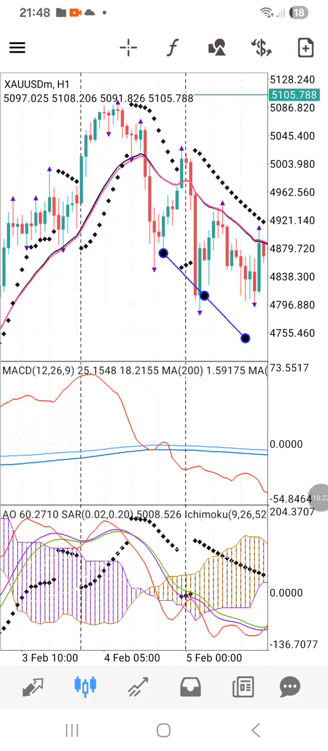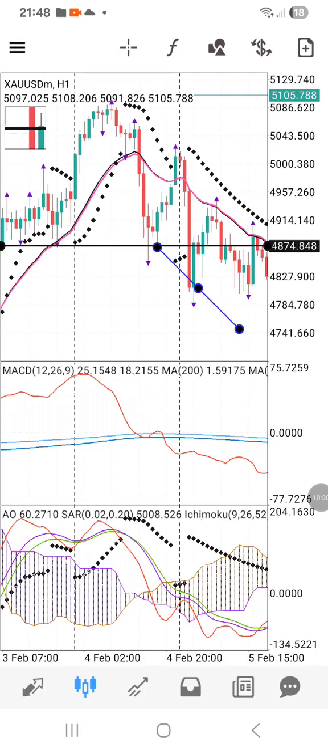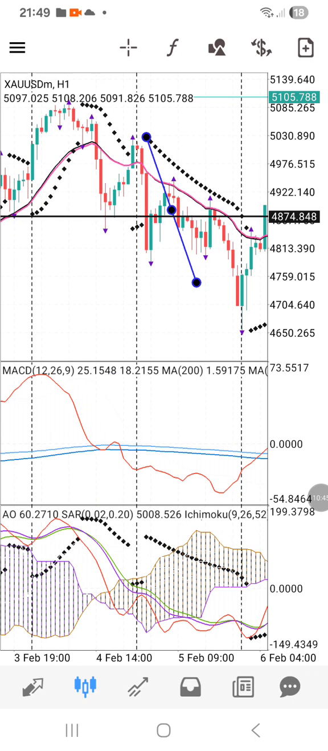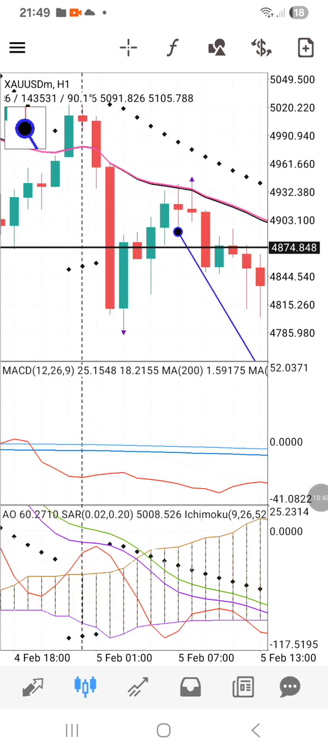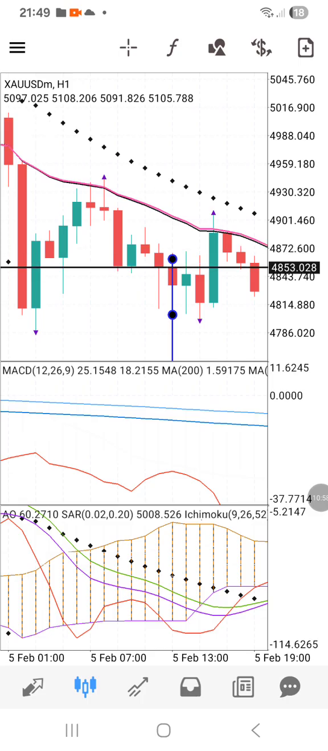Okay, so we can place this here. And we have this change of character. We can see this retest happening here. I see the retest happening into the fair value gap around here. So from that retest, we count 3 bearish candles. You can see 1, 2, 3 bearish candles. That's where we have our signal.